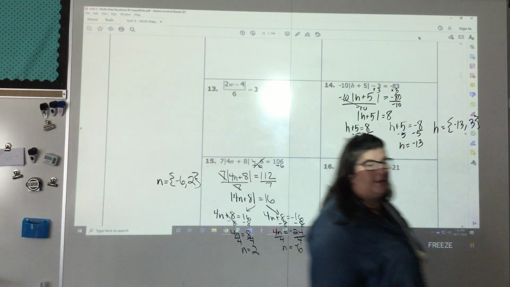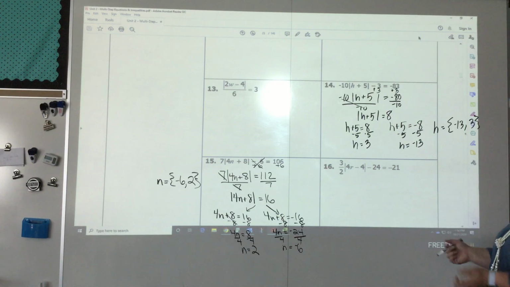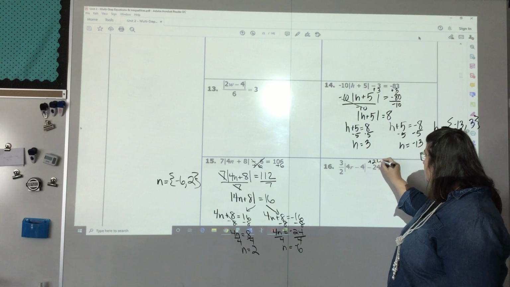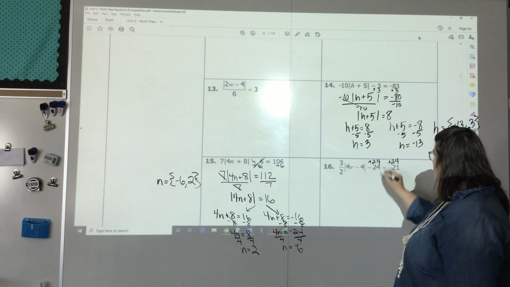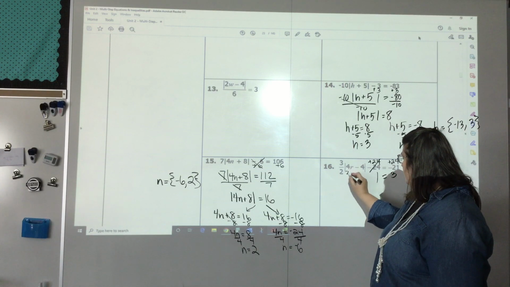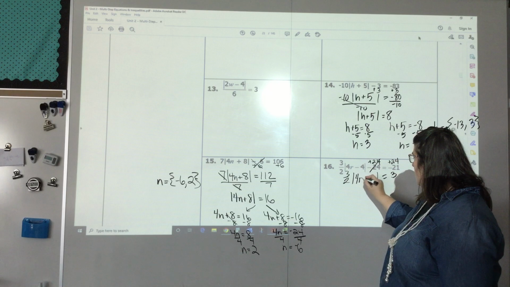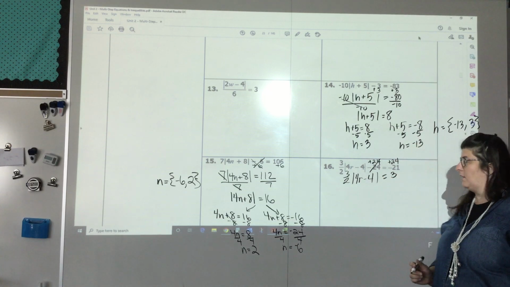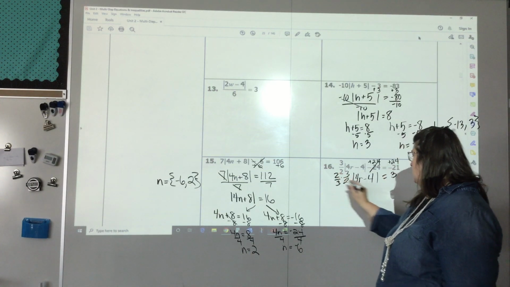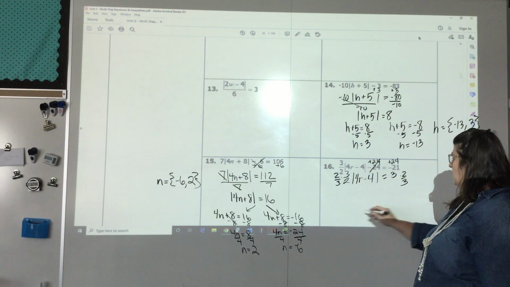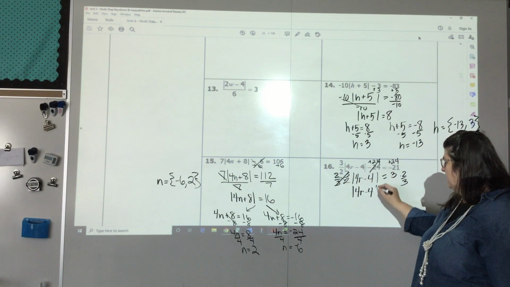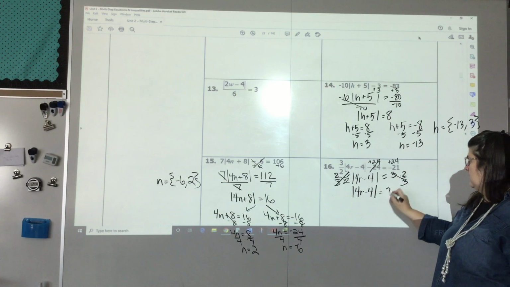All right, number 16. We're going to start peeling away because we need the absolute value isolated. So I'm going to add 24 to both sides. Bring it down. I've got 3 over here. Got my absolute value, my 3 halves out front. 4r minus 4 inside that absolute value. We're going to multiply by the reciprocal of 2/3. These guys cancel out. Absolute value of 4r minus 4 equals 2.